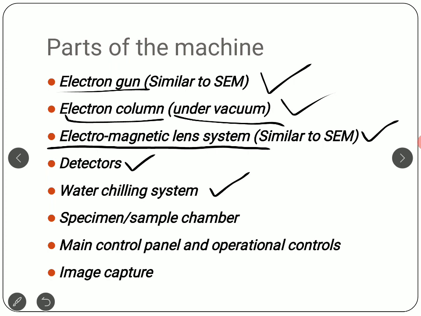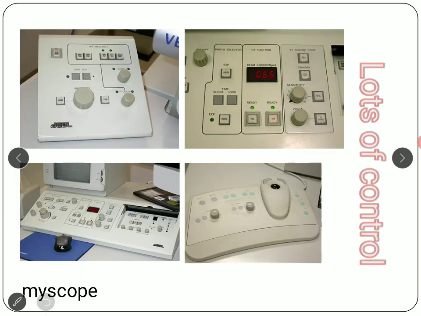Most of the time you will also see that setups like SEM and TEM are kept in a room which has an AC provision, keeping the weather conditions in mind. The specimen and sample chambers are there, where the specimen is placed before it can be studied using the electron gun, and then the main control panel and the operational controls, and of course the image capture. So these are the important parts of a TEM instrument.